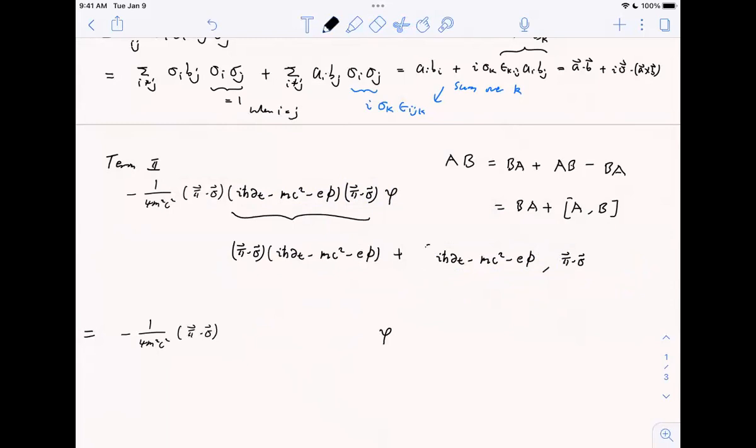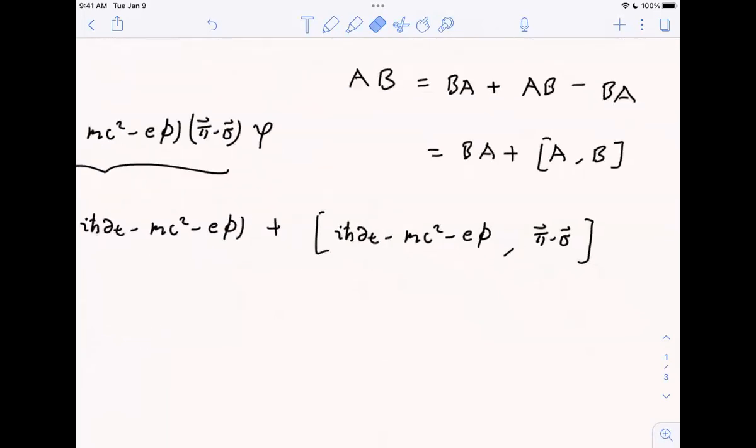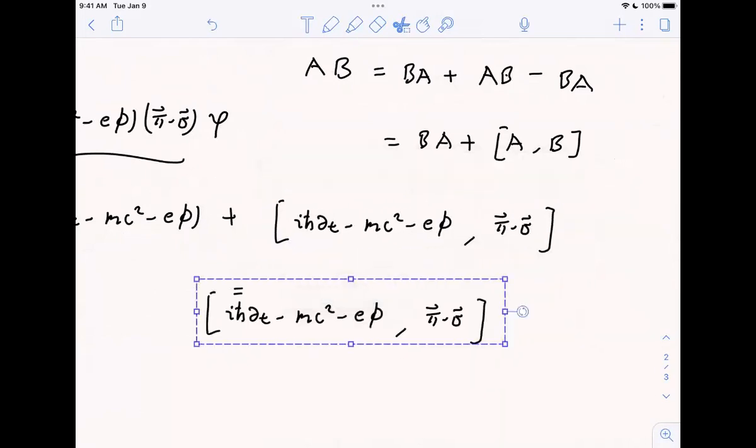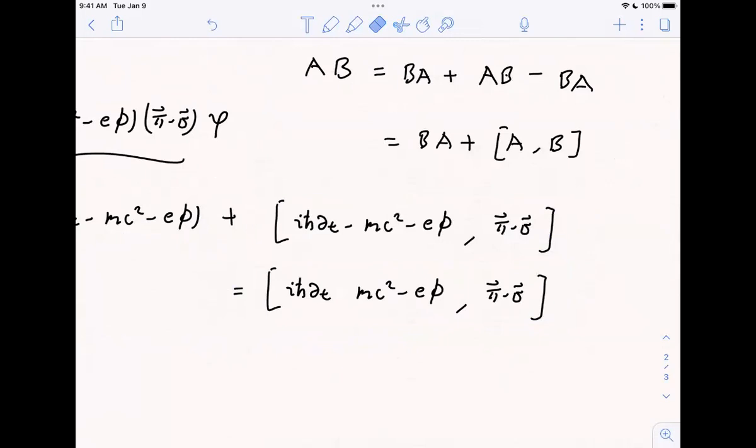And then you have the commutator. Okay, let's calculate this commutator. This commutator is equal to, okay, you can neglect this term because mc squared is a constant. It commutes with everything, so you can already delete the mc squared. So you take away this one, and you only have this.